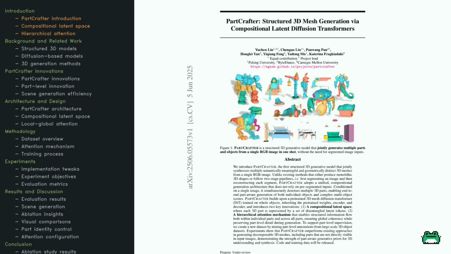First up, it uses something called a compositional latent space. Think of it as a toolkit where each part of your 3D model has its own little packet of information so they don't get mixed up. This helps in making detailed and distinct parts. Next, there's a clever attention mechanism. It's like a well-coordinated dance, making sure all the parts communicate smoothly, keeping the big picture coherent while maintaining the details.